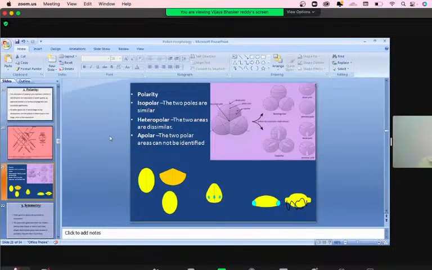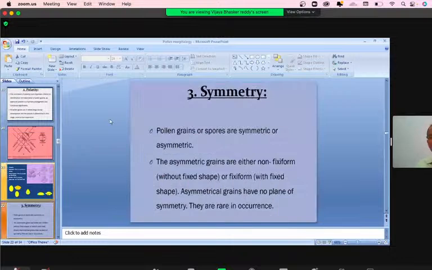Based on polarity, pollen grains are categorized as isopolar, when both poles look similar, aperture-wise or ornamentation-wise. Heteropolar: one side has an aperture and the other side does not, or one side has one type of ornamentation and the other side has none. Such differences at the polar regions mean there is a difference between the poles, and that pollen is called heteropolar. And apolar: you cannot make out the difference because of the shape of the pollen. Then such pollen grains are called apolar.